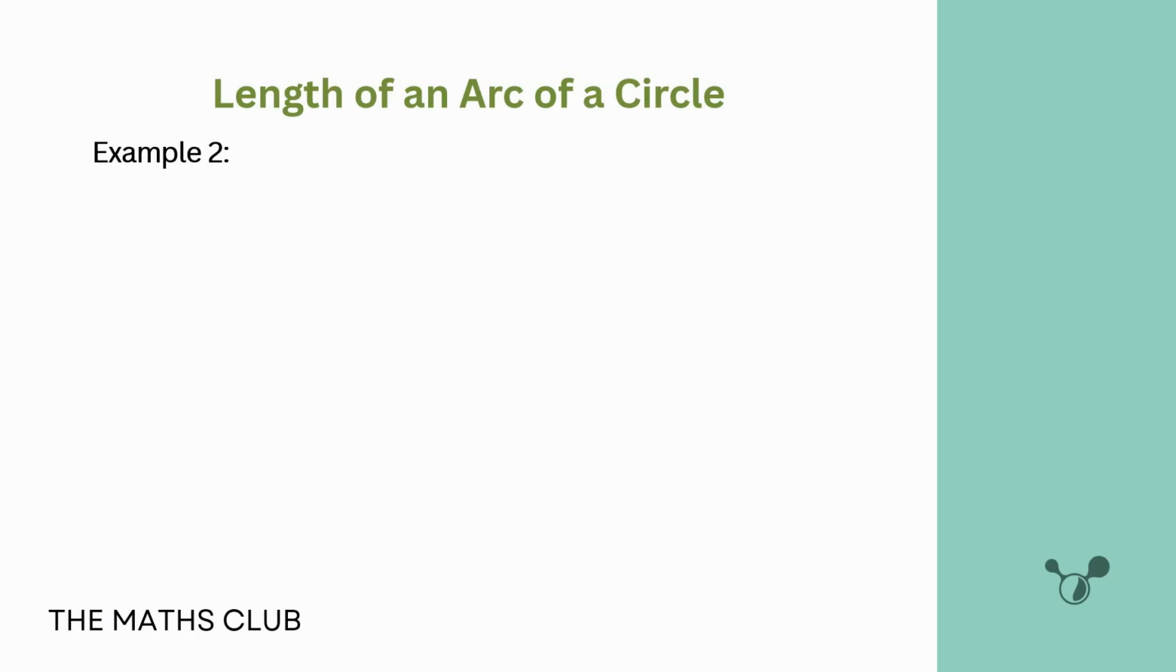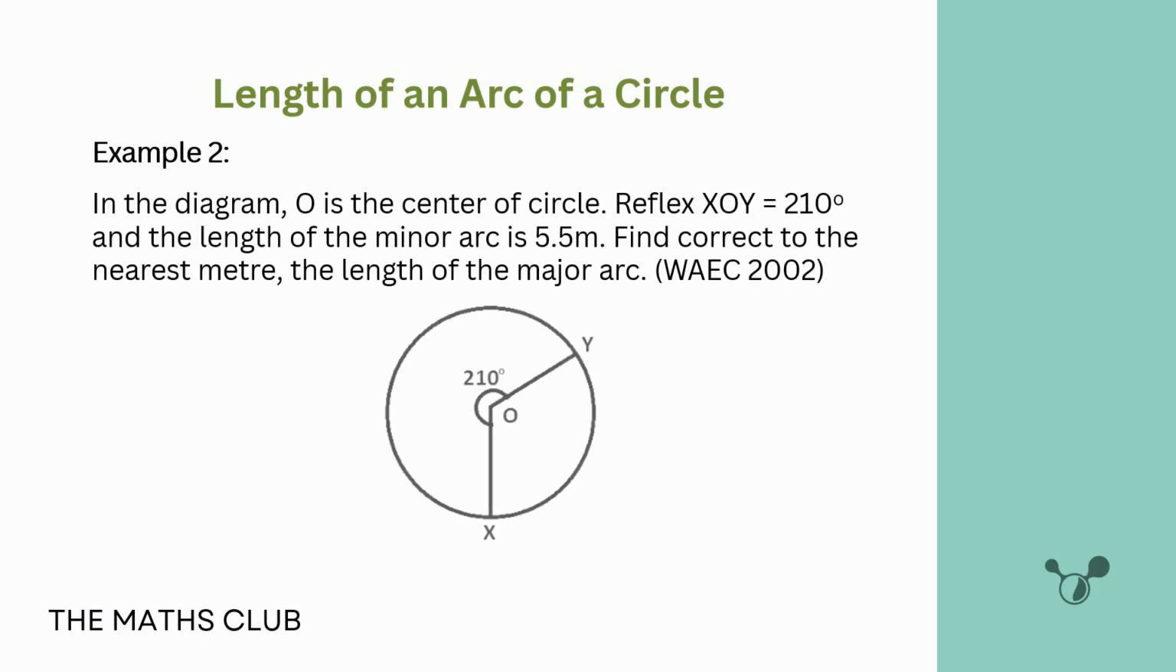Great. Example 2 states that in the diagram, O is the center of the circle, reflex XOY, this is the bigger one, which is the reflex angle, is 210 degrees, and the length of the minor arc, this is the minor arc, this is the major arc, is 5.5 meters. Find, correct to the nearest meter, the length of the major arc. So we're given the length of this minor arc, we're given the angle of the major arc, and we're told to find the length of the major arc. I want you to pause the video and try this out yourself.